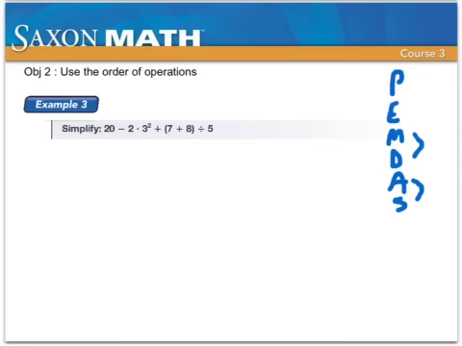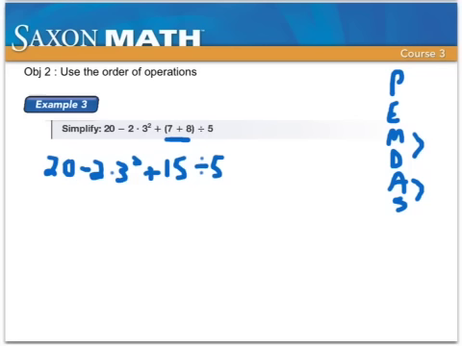First thing we look for is grouping symbols: parentheses, brackets, braces, or division bars. Well, I've got parentheses right here. Everything else that isn't parentheses, now notice I underline it. I want you to underline what you're doing first here. So I'm just doing parentheses. So everything that's not underlined stays the same. So I have 20 minus 2 times 3 squared, a plus sign, and then now 7 plus 8 is 15 divided by 5. Okay? So I'm done with parentheses.